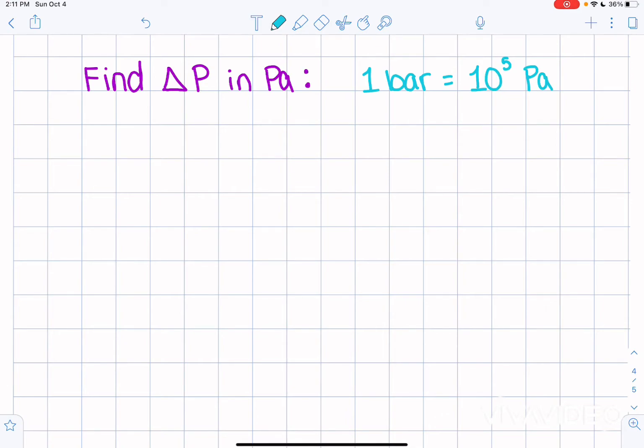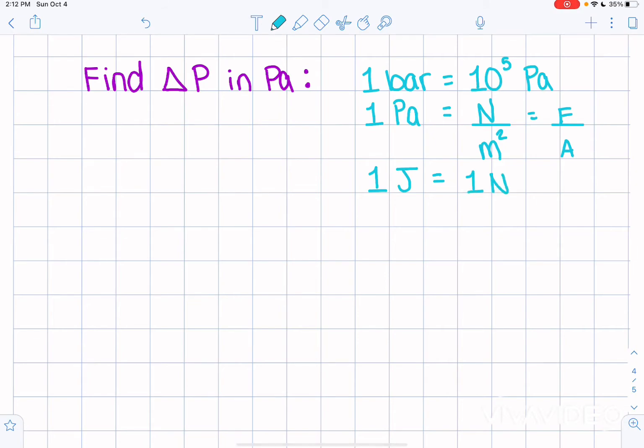And 1 pascal, like I said a minute ago, 1 pascal is equal to 1 Newton per meter squared. And the reason why that is because a Pascal is a pressure, and pressure is equal to force over area. Okay? And then the reason why we want that is because, like I said a minute ago, 1 joule is equal to 1 Newton times meter.